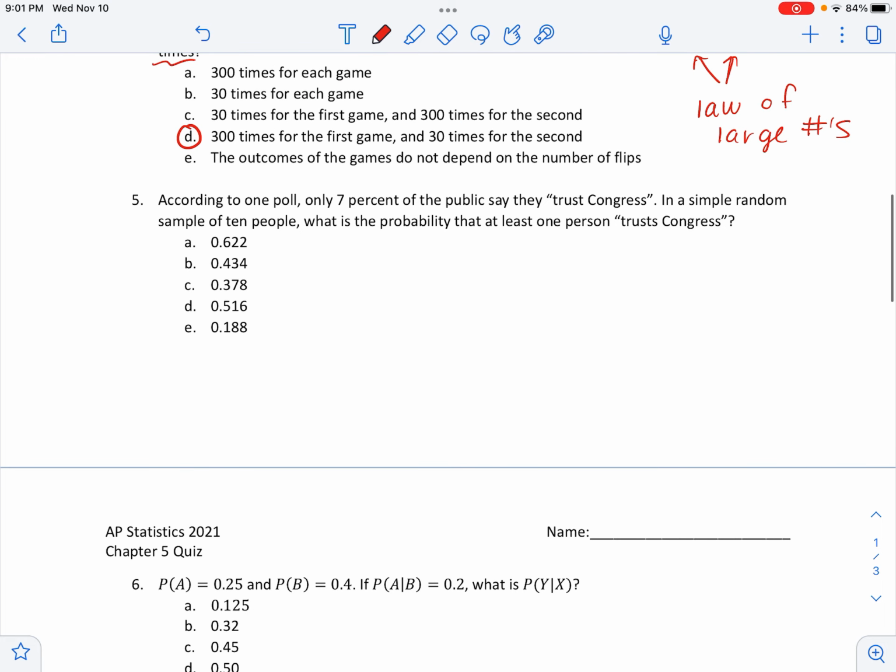All right, question 5. According to one poll, only 7% of the public say they trust Congress. In a simple random sample of 10 people, what is the probability at least one trusts Congress? All right, so 7% trusts Congress. That means that 0.07 trust and 0.93 don't.